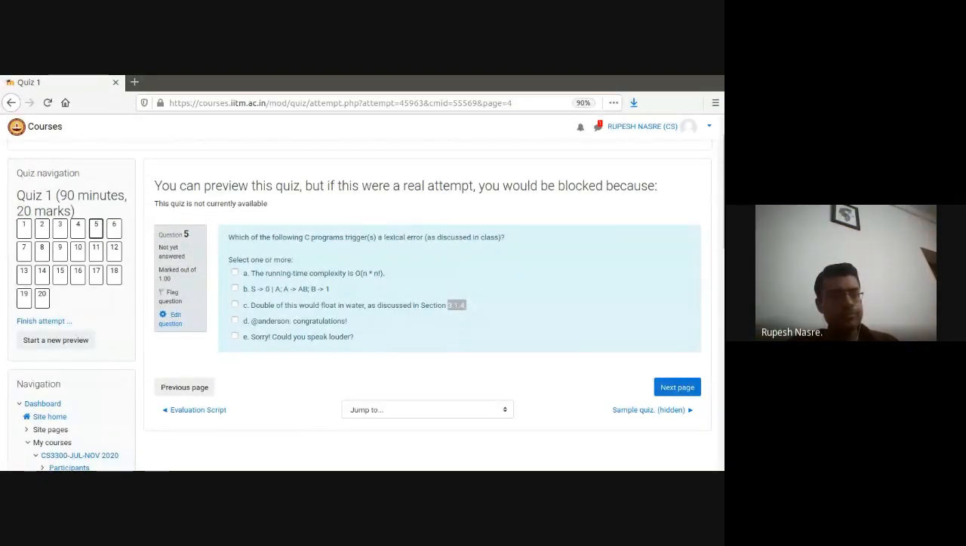Good. At Anderson should be an error. Sorry, could you speak louder? Both of these, sorry, the exclamation should not trigger an error. Could you speak louder? Question mark will also not trigger an error because question mark colon is a valid syntax. Any other questions on this one? Okay. Good. Sir, yeah, go ahead.